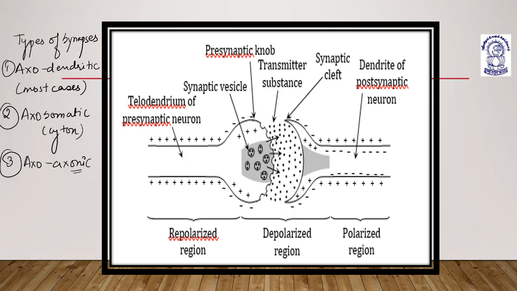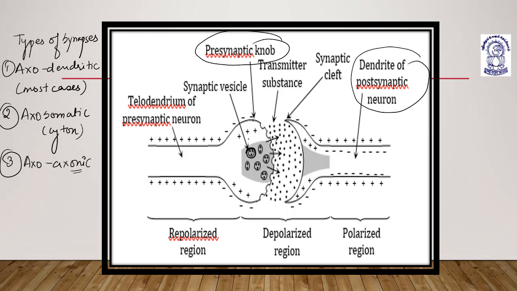So basically, synapse is a chemical junction. It is a functional junction. You can see the ending of the nerve. It basically ends in a synaptic knob, a bulb-like structure, which has synaptic vesicles. Here we have the presynaptic knob. This is the synaptic cleft. This is the presynaptic knob, and this is the dendrite of the postsynaptic neuron.